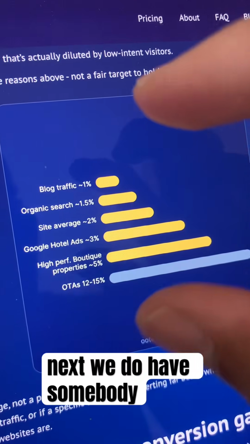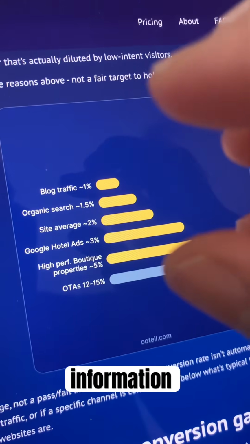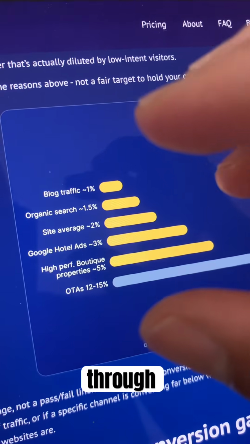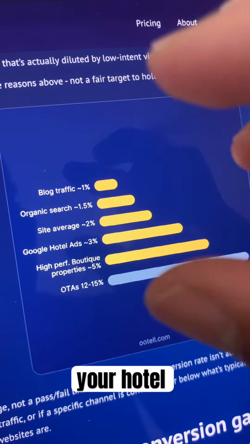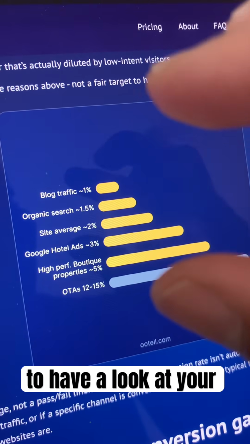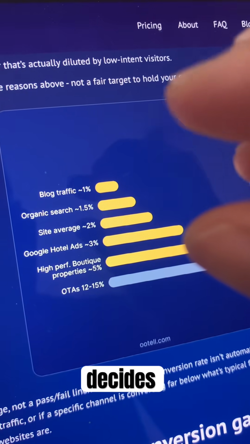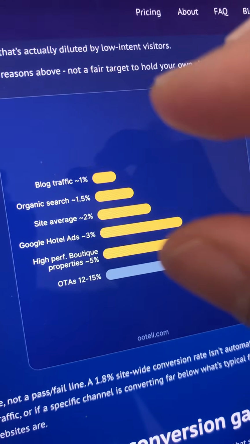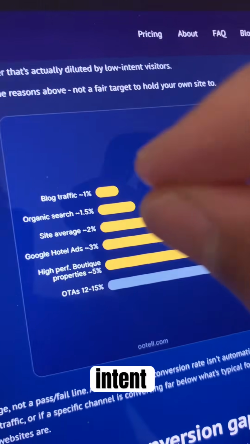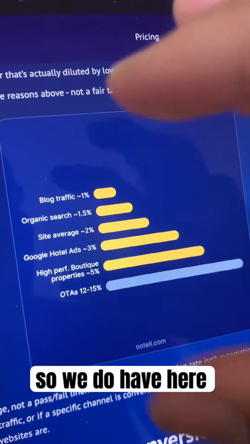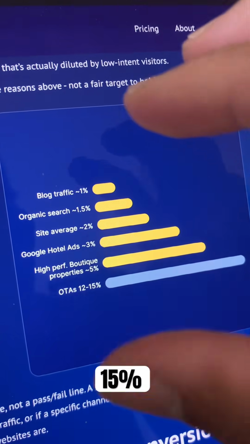The next, we do have somebody who's searching for information on the internet and is finding your hotel through search, and decides to have a look at your hotel and decides to make a booking. And that is someone whose intent is already much higher. So we do have here a conversion rate at about 1.5%.